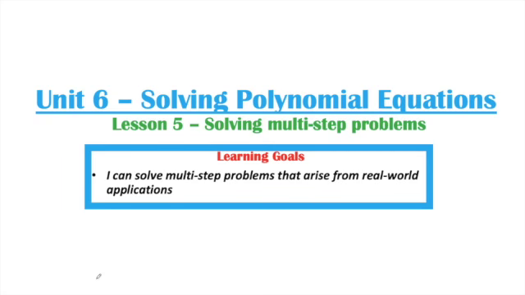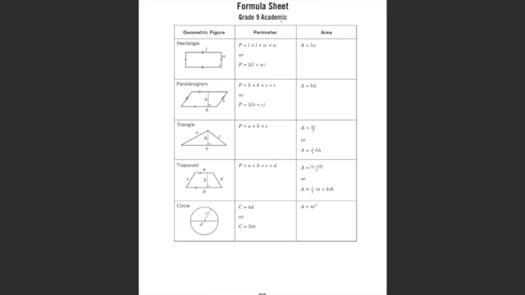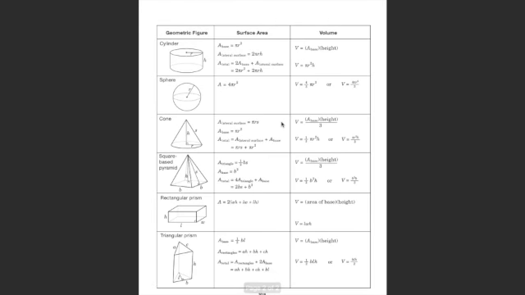For your Unit 6, Lesson 5, which is our last lesson of this unit and of the course, woohoo, you are looking at solving multi-step problems that arise from real-world applications. Again, that is quite a broad learning goal, and that's okay. All you're going to be doing is using different formulas for the most part that are from your grade 9 academic formula sheet for perimeter and area and for surface area and volume.